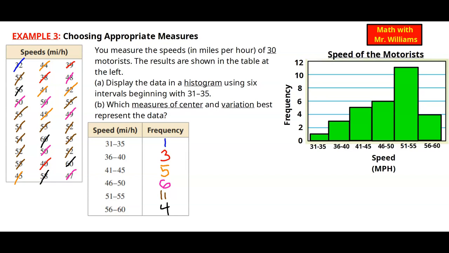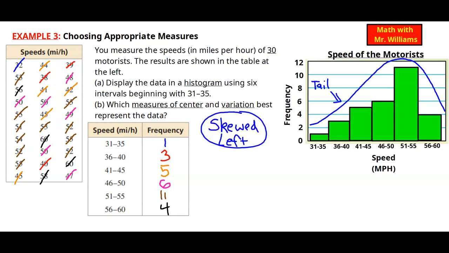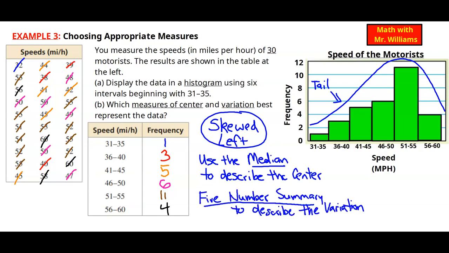Now let's examine our histogram. We can see most of the data is on the right side, and if we draw a storyline, we can see that the tail is on the left. So therefore, the distribution is skewed left. So that means we want to use the median to describe the center and the 5-number summary to describe the variation.